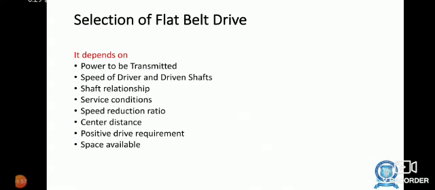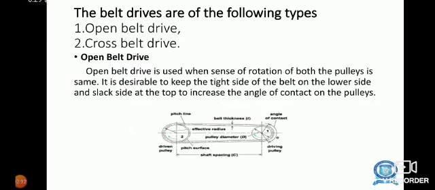Selection of flat belt drive. Selection of flat belt drive depends upon the power to be transmitted, speed of driver and driven shaft relationship, service condition, speed reduction ratio, center distance, positive drive requirement, space available. The belt drives are of the following types: open belt drive, cross belt drive.